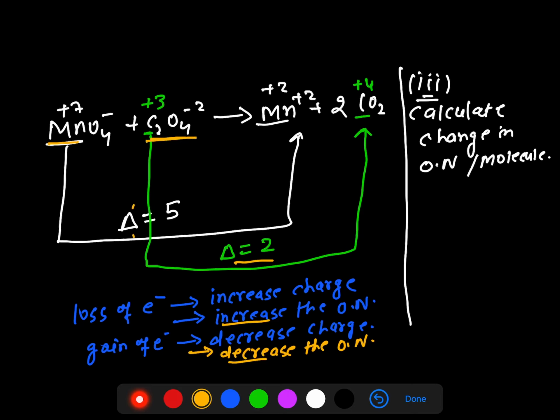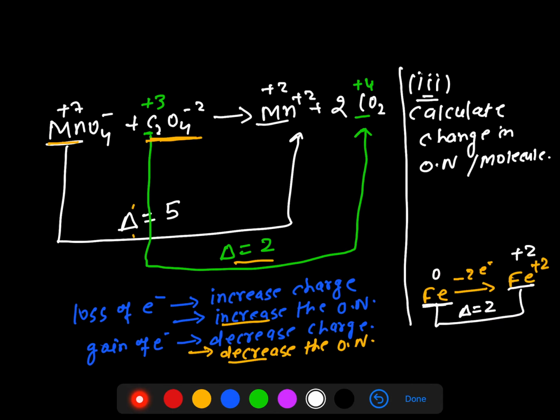So can we say that this molecule of C2O4 2- has lost 2 electrons? Then only you can get a change of oxidation number by 2 units, right? For example, let's take an example more evident. Suppose iron loses 2 electrons, we say iron is undergoing oxidation and it forms Fe+2. Check the oxidation number: iron in the free state is 0. Over here, monoatomic ion, so +2.